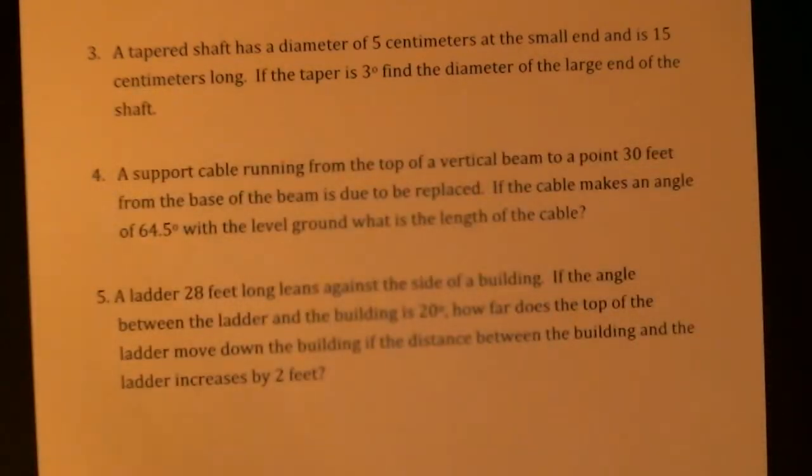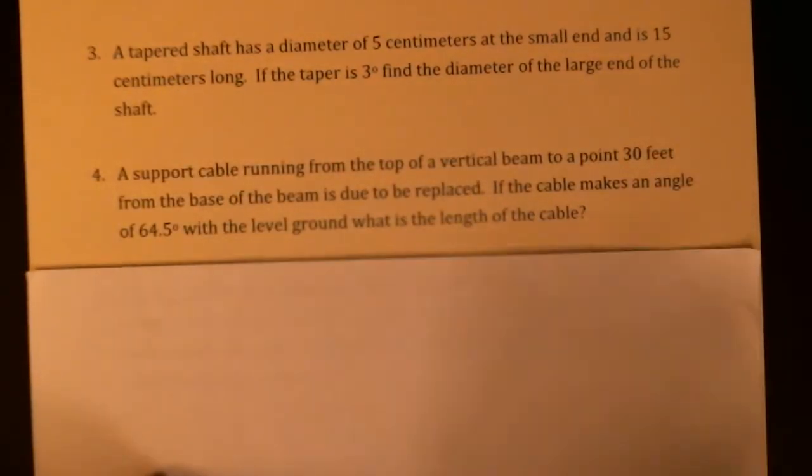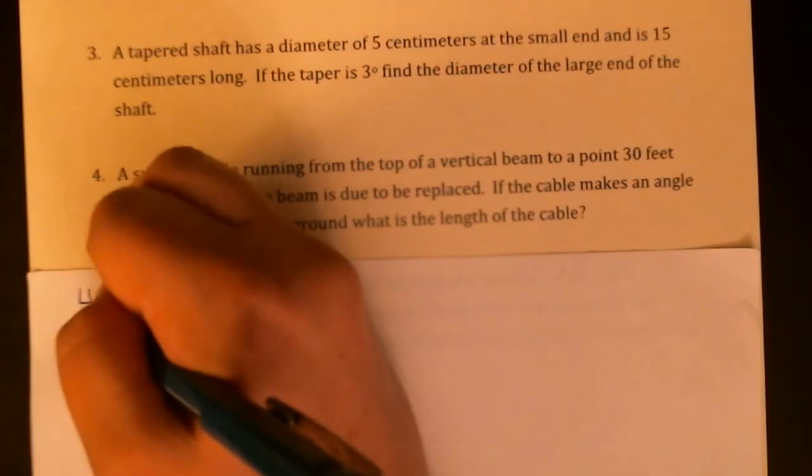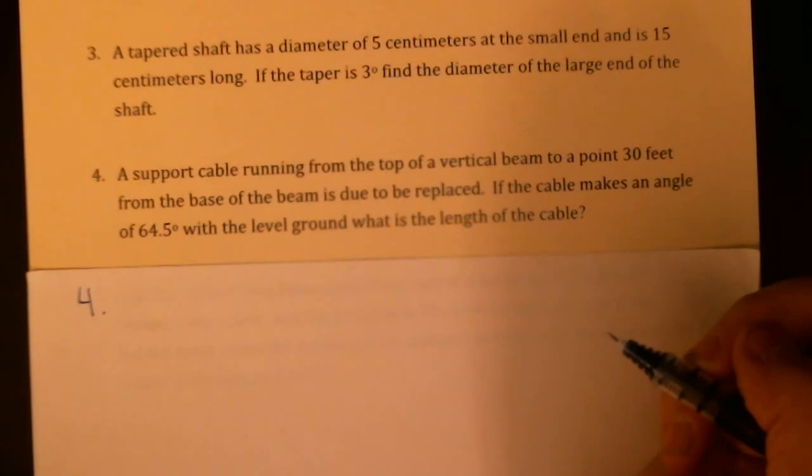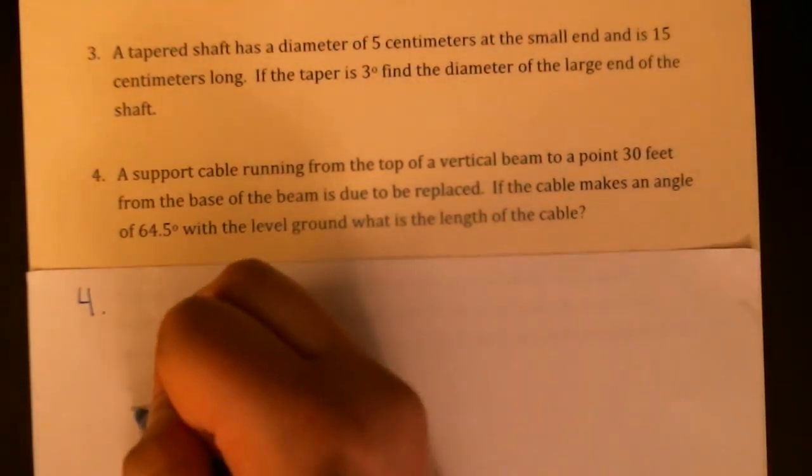Let's look at number 4 as well. In number 4, we have a support cable running from the top of a vertical beam to a point 30 feet from the base of the beam, and it's due to be replaced. We know that the cable makes an angle of 64.5 degrees with the level ground, and we're supposed to figure out how long this cable is.